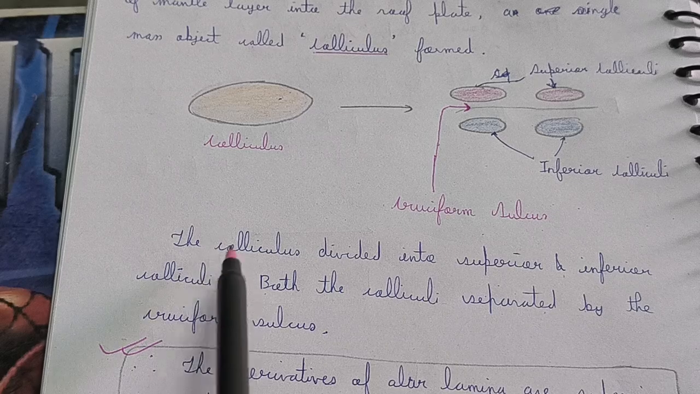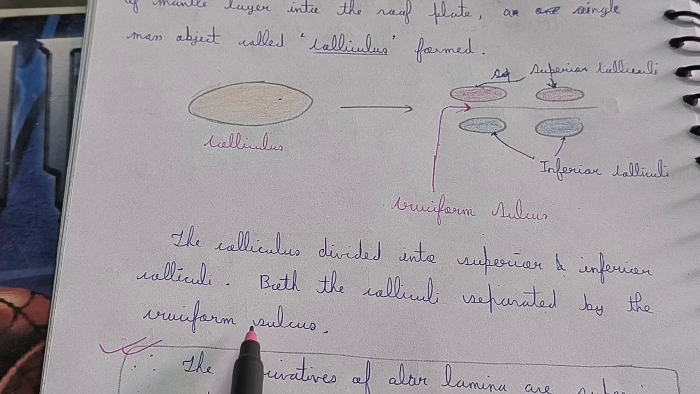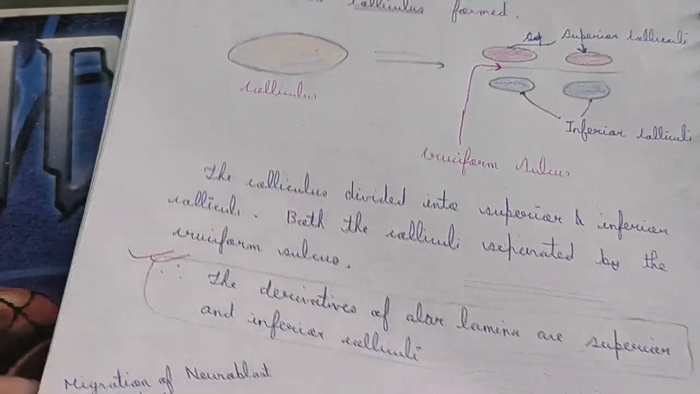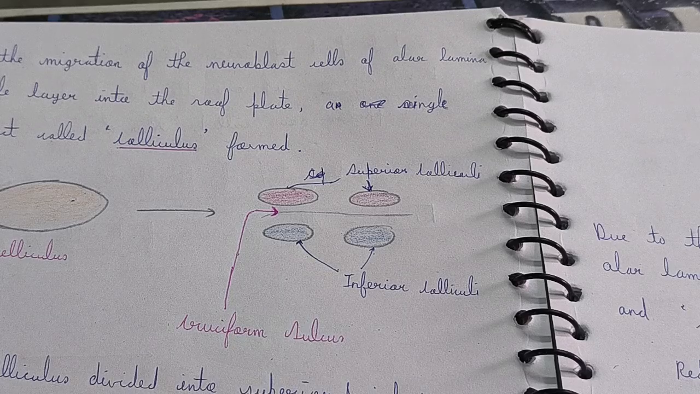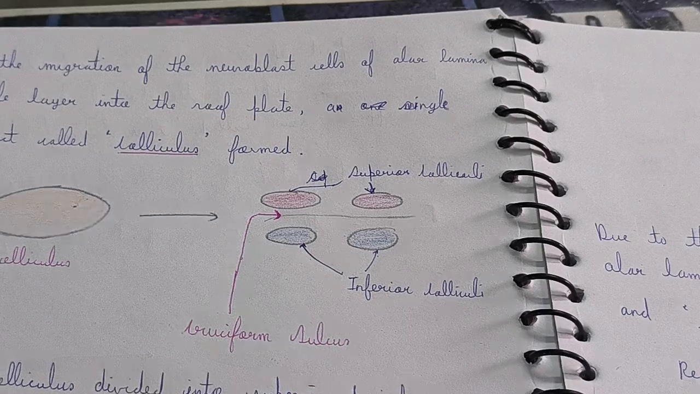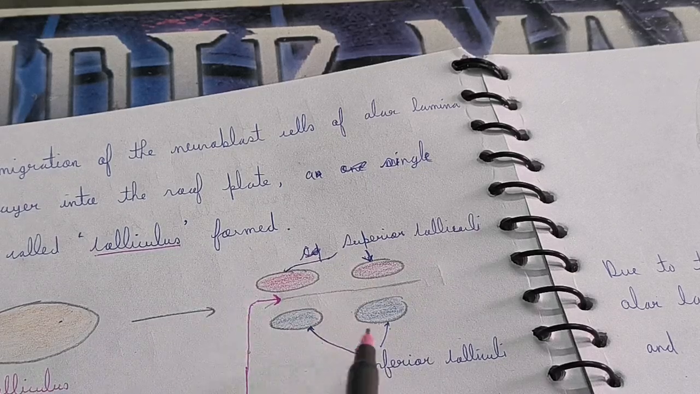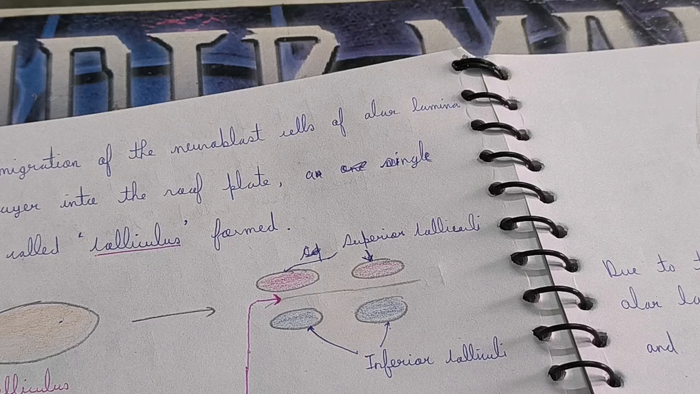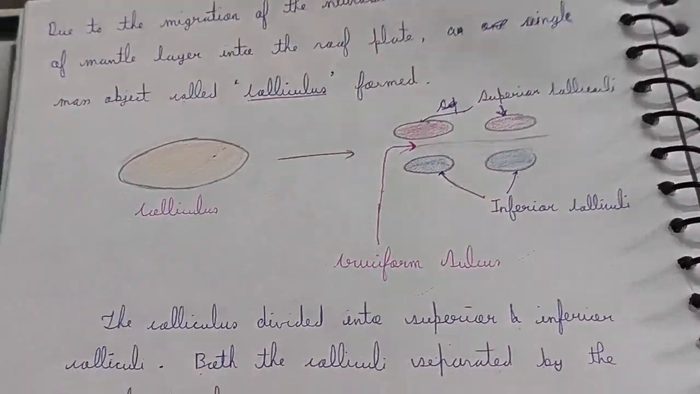So therefore I have written that the colliculi are divided into superior and inferior colliculi, both separated by the cruciform sulcus. Now if you see, these colliculi are made due to the migration of the neuroblasts of the alar lamina, and finally they make the superior and inferior colliculi. As a result, these superior and inferior colliculi are made from neuroblast cells of the alar lamina, so they are derived or developed from this alar lamina layer of the mantle layer.